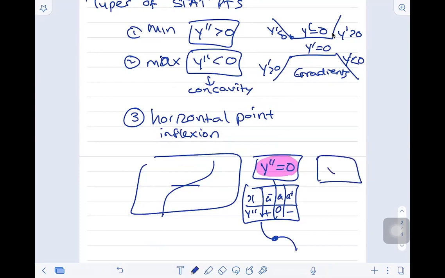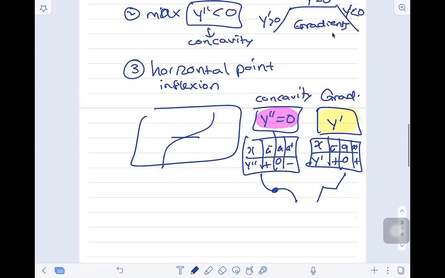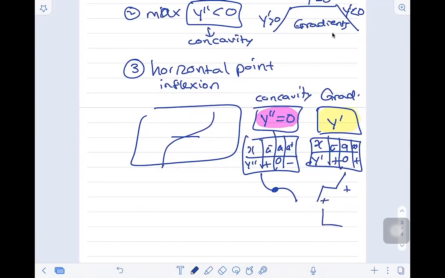But if you're using y dash, which is the gradient, this one's the gradient, this one's the concavity. If you're using y dash to look at the type of stat point, then when you put y dash into the table, you've got a, 0, a plus, a minus. You get the same sign either side because the gradient either side is the same. It either goes plus to plus, or it comes down and goes minus to minus.